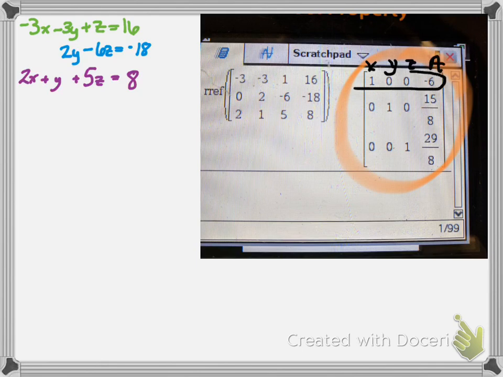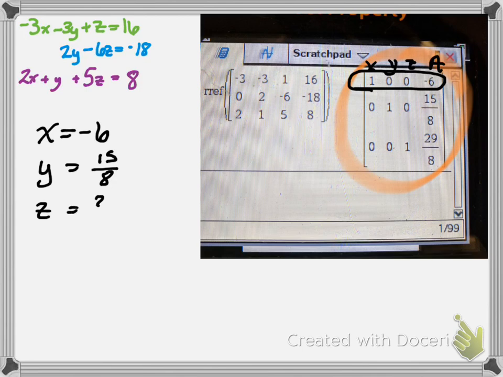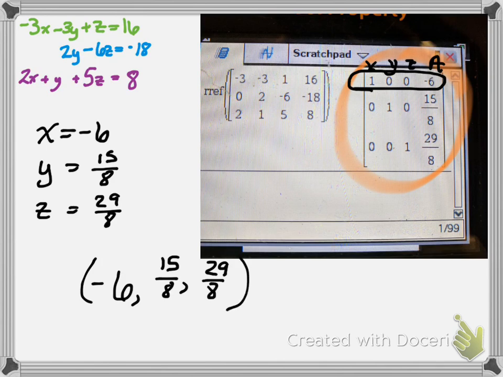So in this first row, what I'm saying is X equals -6. On the next row, Y equals 15/8. And the last one, Z equals 29/8. And that gives me the ordered triplet of -6, 15/8, 29/8. And that's my answer.